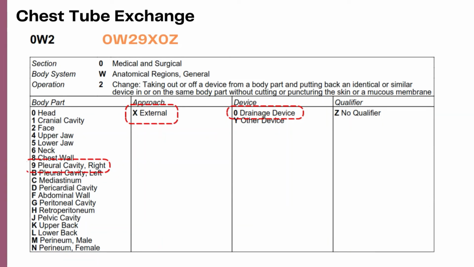So the code for the exchange of the chest tube: section is medical and surgical, body system is anatomic regions general, root operation is change, body part would be pleural cavity, right? Then the external approach for the approach value, because it is always coded as external, as I told you already. The sixth character for the device would be drainage device, and seventh character for the qualifier is Z. So the code would be 0W29X0Z.